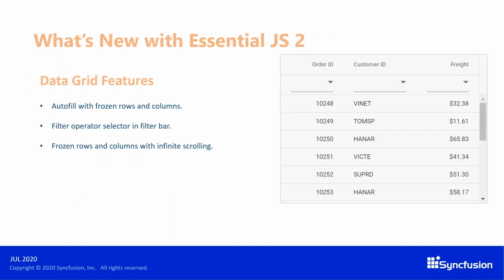Regarding data grid, we provided features like autofill with frozen rows and columns, and filter bar support with operator selector, which lets you change the operator dynamically. For example, if we have a string column, you can choose the filter operator as contains, starts with, or ends with, like that. Similarly, different data types are also supported. We have also supported infinite scrolling with rows and columns.